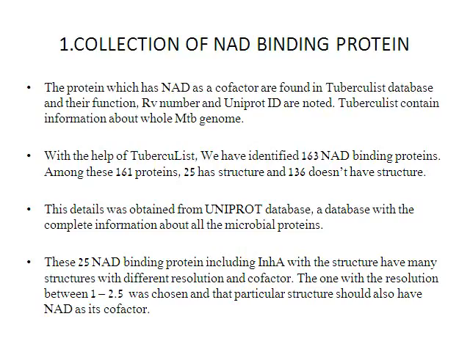In the first step, collection of NAD binding proteins. The NAD binding proteins are obtained from the tuberculosis database, and with the help of this database we obtained the Rv number and UniProt ID for each protein. We collected 164 proteins. Of these, 25 have a structure and 136 don't have a structure.